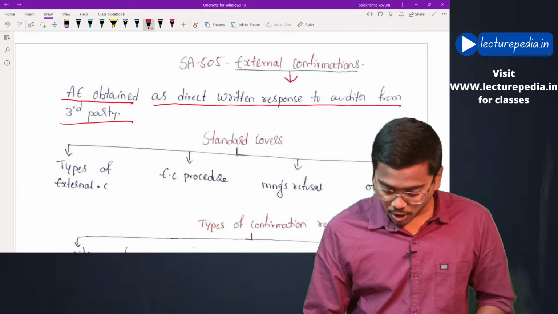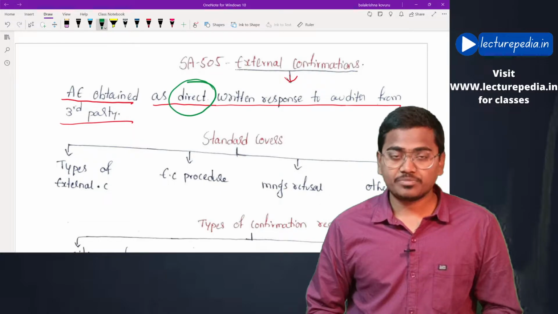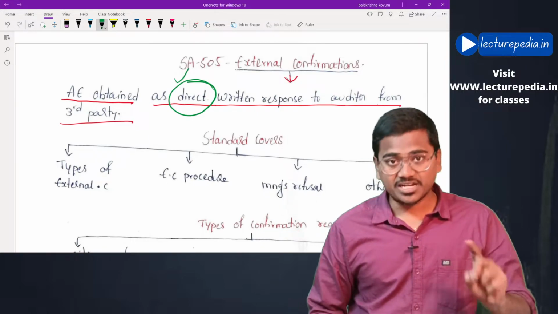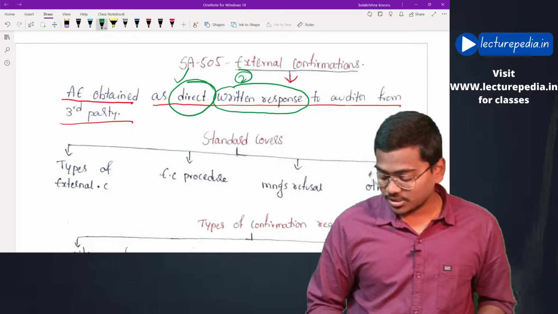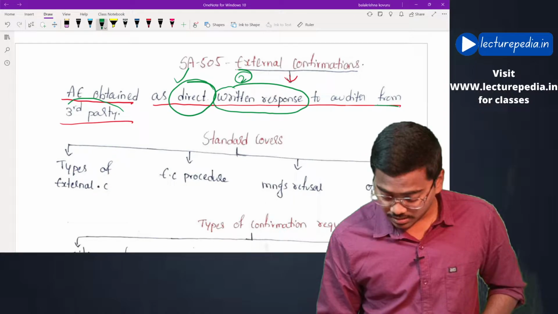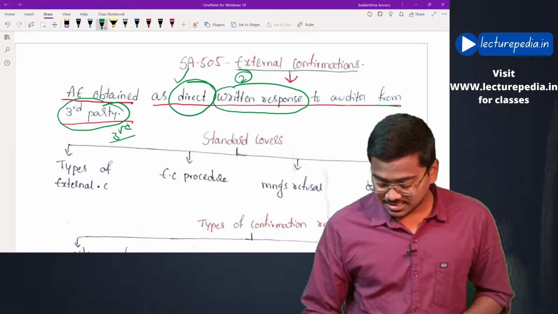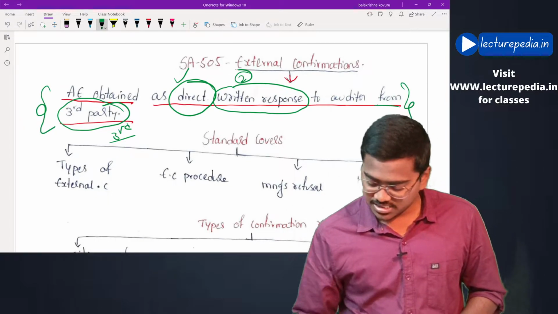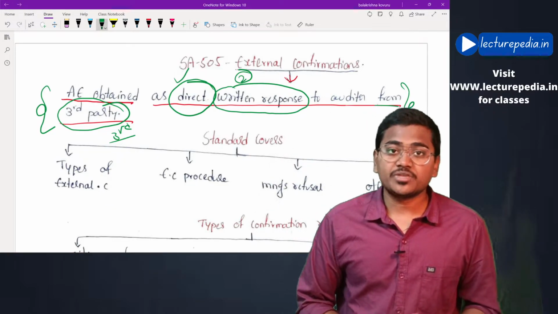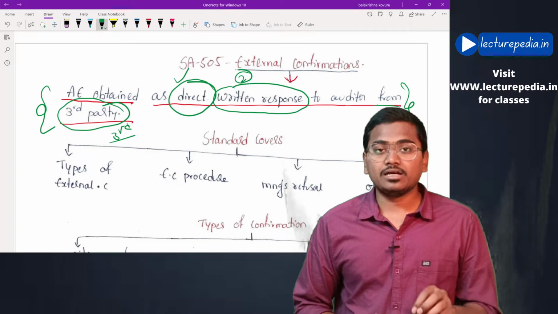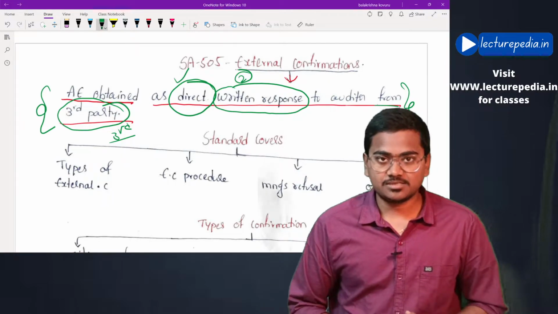If you see, audit evidence obtained directly, this is the first point of reliability. As a written response, this is the second point of reliability. To the auditor from a third party, this is the third point of reliability. Since it has all these reliability points, we can consider that external confirmation is more reliable, and the auditor prefers to obtain these external confirmations as audit evidence.